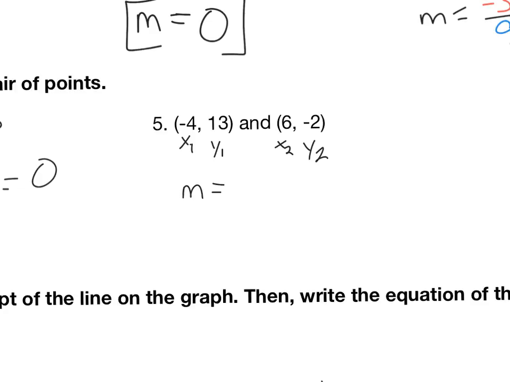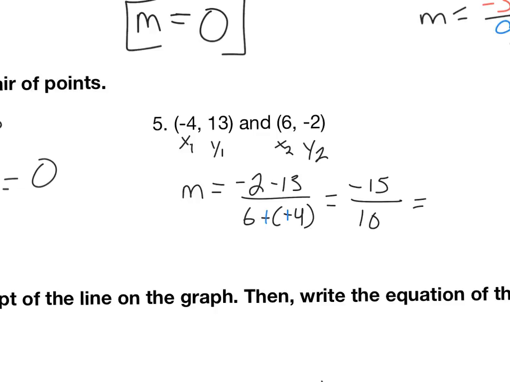So it would be m equals -2 minus 13 over 6 minus -4. So we have 2 negatives here, so that would turn them both into positives. -2 minus 13 is -15. That would be -15 over, well, 6 plus 4 is 10. So negative slopes, that means my line is going to be going down from left to right. And if we were to simplify this, this would be -3/2.